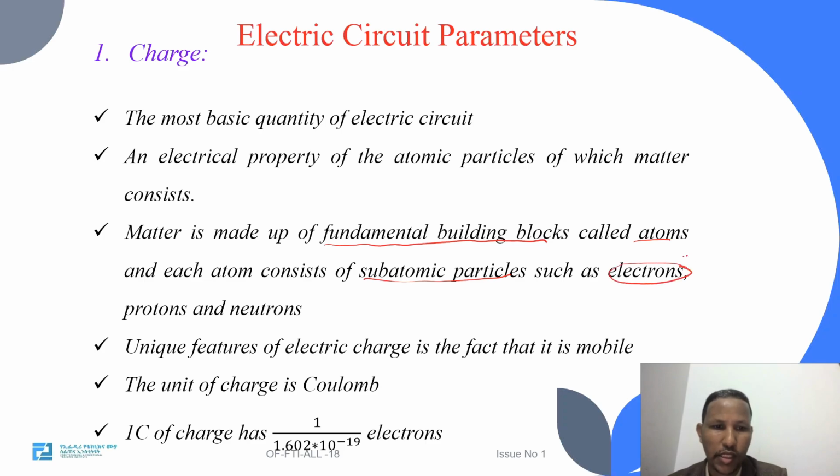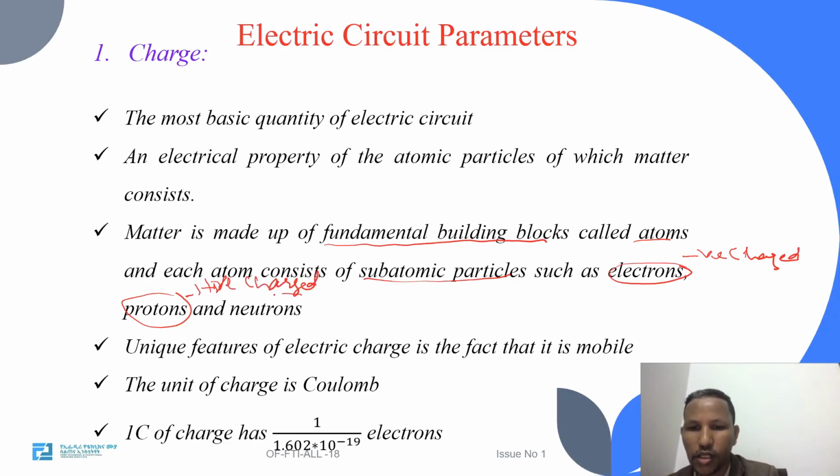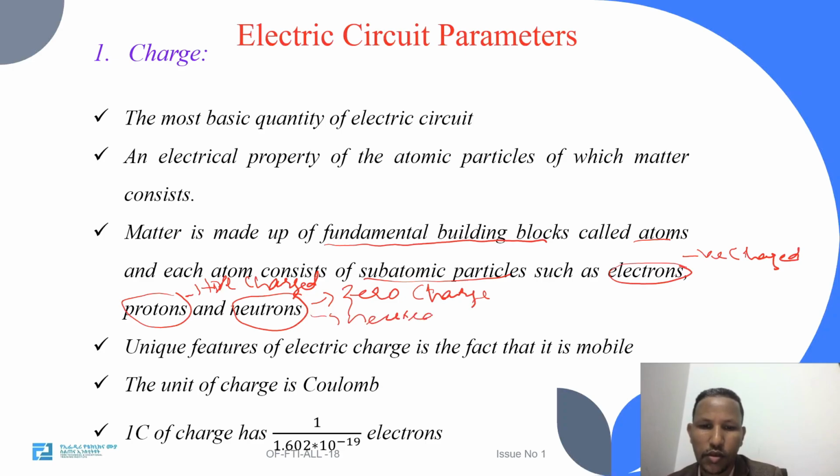These electrons are negatively charged, and the protons are positively charged, and the neutron has zero charge; they are neutral. The unique feature of electric charge is the fact that it is mobile.